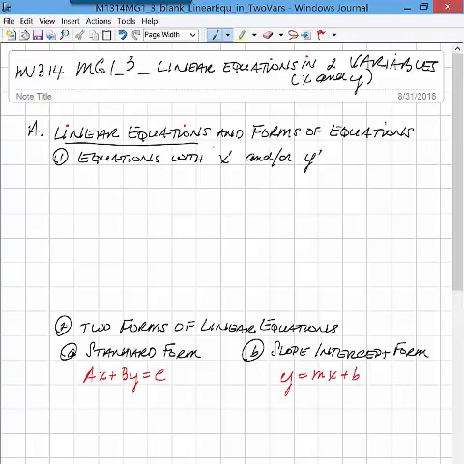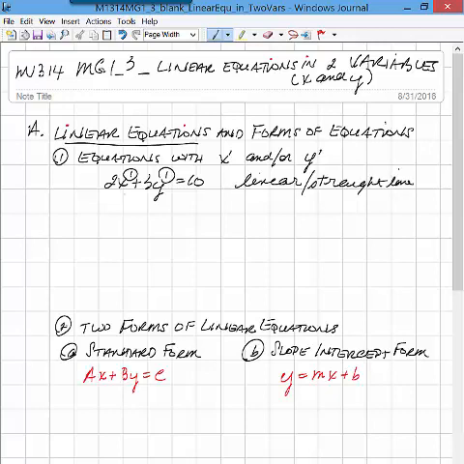Now, when we are given an equation and we're asked, is this equation linear or not? Then we look at the variables and the exponents on the variables. If the exponents are 1 on both the x and y variable, then this equation is a linear equation. And to be a linear equation, it means it's going to graph as a straight line.